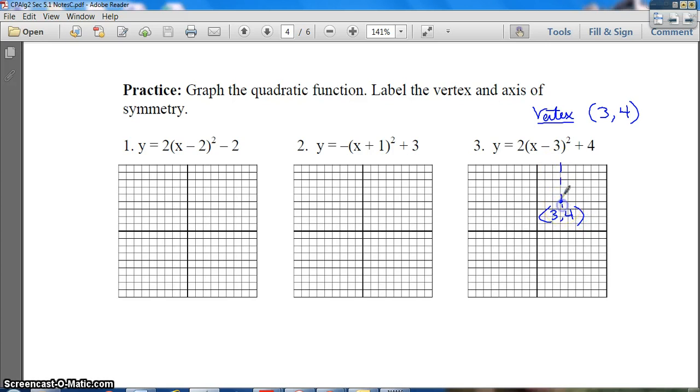Vertical line. Remember, this is my AOS, my axis of symmetry: x equals 3. And it shifts a little weak there. Now, go into your T-chart.